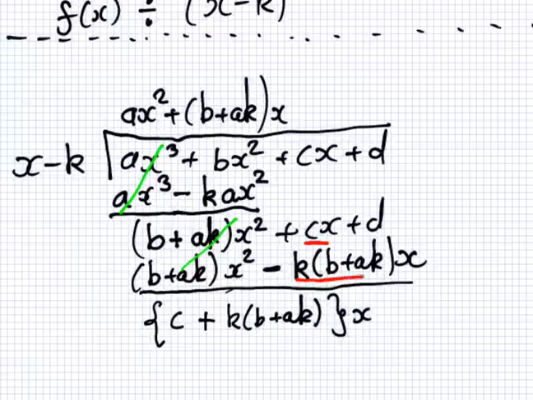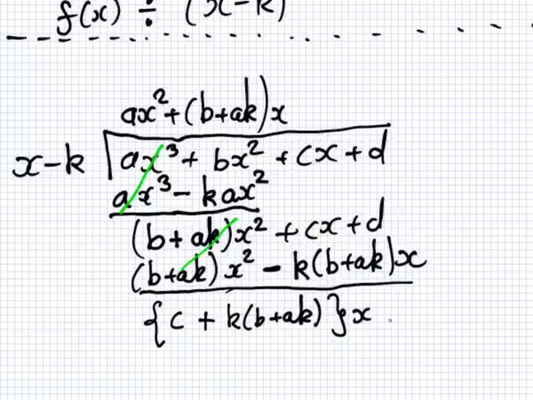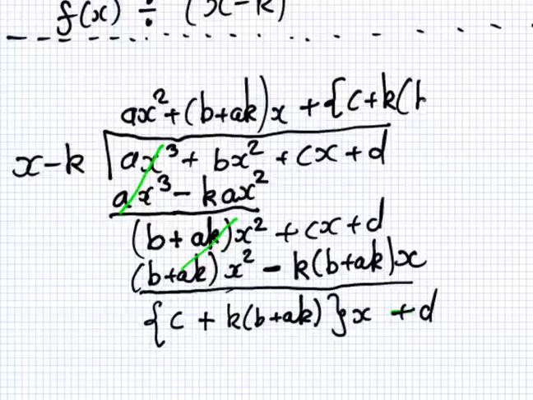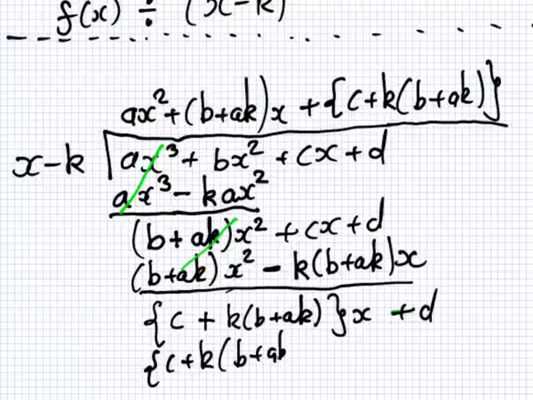Right, so what's the next part up here? Well, it would be plus (b plus ak) x. Oh yeah, and I should carry these down. Okay, so I multiply and I get (b plus ak) x squared minus k times (b plus ak) x. Okay so far? Yep. So now I subtract again.